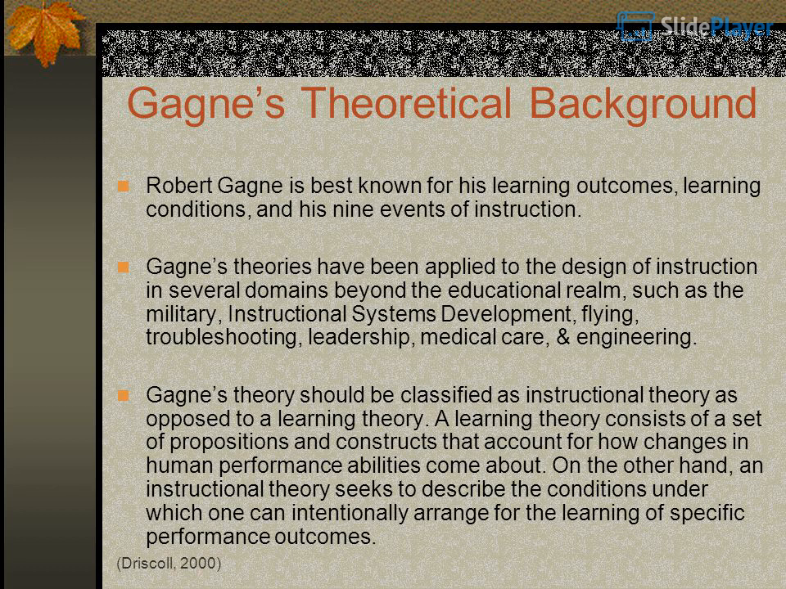Gagne's theory should be classified as instructional theory as opposed to a learning theory. A learning theory consists of a set of propositions and constructs that account for how changes in human performance abilities come about. On the other hand, an instructional theory seeks to describe the conditions under which one can intentionally arrange for the learning of specific performance outcomes. Driscoll, 2000.